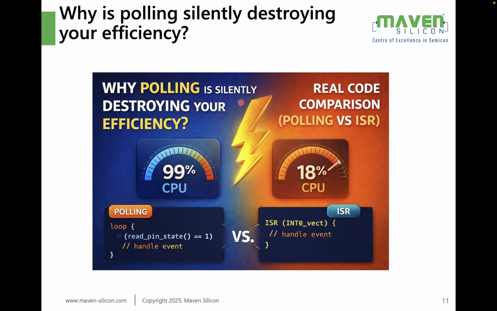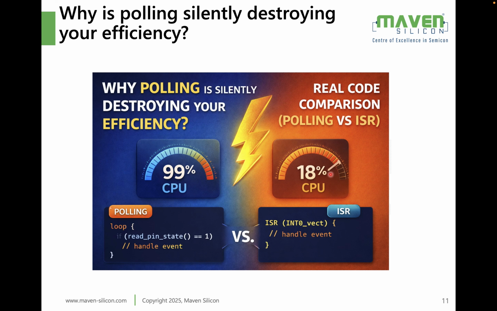So let's understand why polling is destroying your system efficiency. On the left side, you can see we have the polling process. The CPU is stuck in a continuous loop, constantly checking, is the button pressed? Is the button pressed? And 99% of the time, the answer is no. But the CPU is still busy checking again and again. So the result is 99% CPU usage even when the system is doing almost nothing.